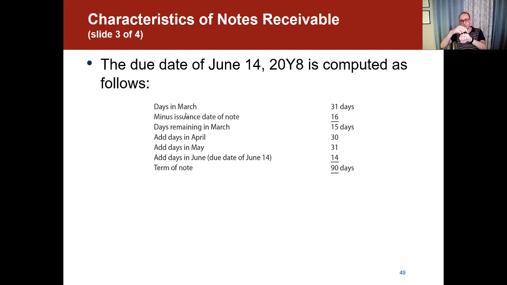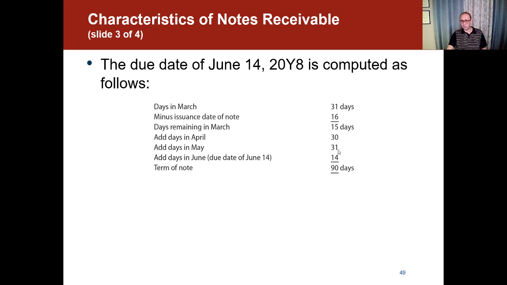So March, let's say here: January, February, March has a knuckle, so it's 31 days. So we start with 31 days, and then we deduct the issuance date, which is 16, because it was March 16, and that would tell us that we have 15 days left in March. Then the next month is going to be April. It's 30 days. So 30 plus 15 is 45. We're not close to the 90 days yet.